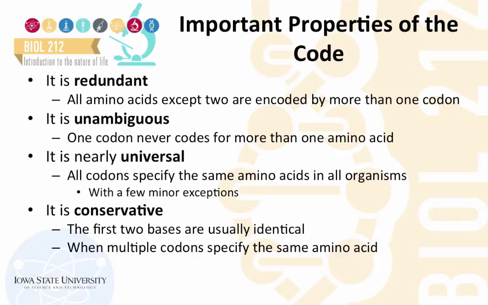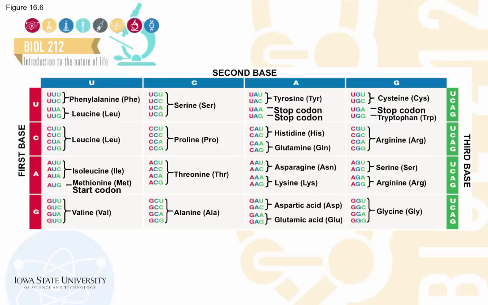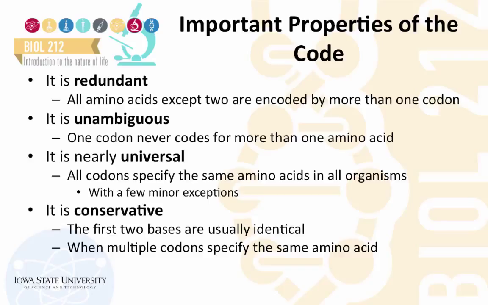Some important properties of the code include that it is redundant. All amino acids except 2, methionine and tryptophan, as indicated in this image, are encoded by more than one codon. It is unambiguous. One codon never codes for more than one amino acid. It is nearly universal in that all codons specify the same amino acids in all organisms. Again, there are some exceptions in this case. And lastly, it is conservative, meaning that the first 2 bases are usually identical when multiple codons specify the same amino acid.